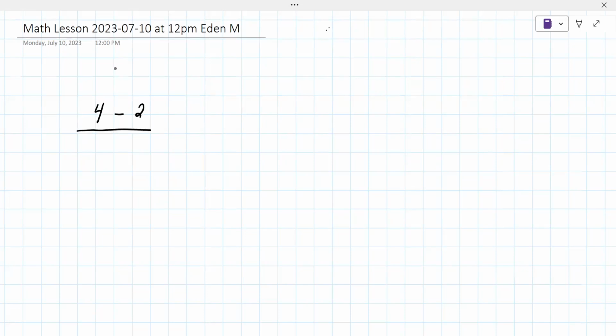Minus 2 over 7 minus 3. So could you simplify the top for us, please? 4 minus 2 is 2. How about on the bottom? What is 7 minus 3?